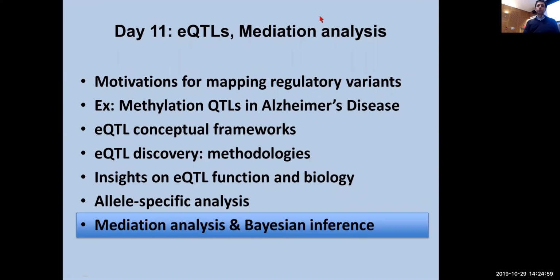So basically we talked about motivations for mapping regulatory variants. We saw an example of carrying out a whole QTL analysis in the context of Alzheimer's disease and all the things we can learn, and the impact of allele frequencies, and how to do the corrections for genotype, how to do the corrections for experimental principal components. And then we saw the diversity of methodologies for QTL discovery. And then we saw some insights that are inferred. And lastly, how we can carry out allele-specific analysis. We're going to talk about mediation and Bayesian inference in a later lecture.